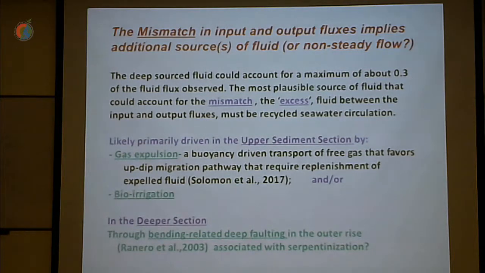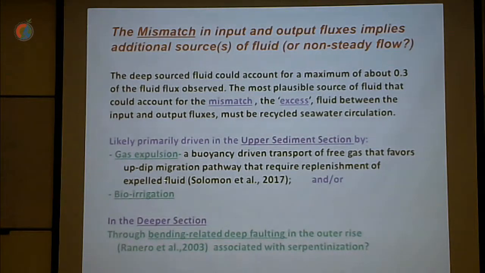So the question is, and I told you now, the deep fluid is about 0.3 of the total flux, so we have an excess of 0.7 from 1 that is coming out of this environment. So these are possible sources. We're still struggling with it, and the idea is that somehow there's some input of seawater into the system, and the question is now, what is the input of seawater? When you have gas expulsion, you're getting some input of seawater, and we have some fluid flux meters at the surface seeing downflow and upflow. So you see a lot of downflow of water.